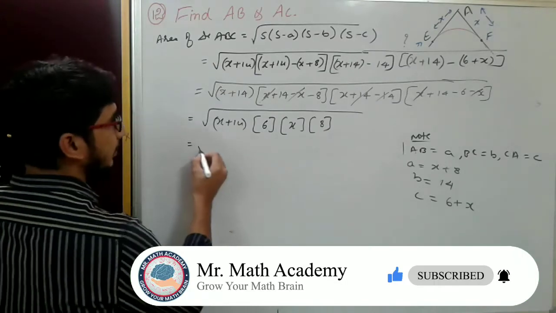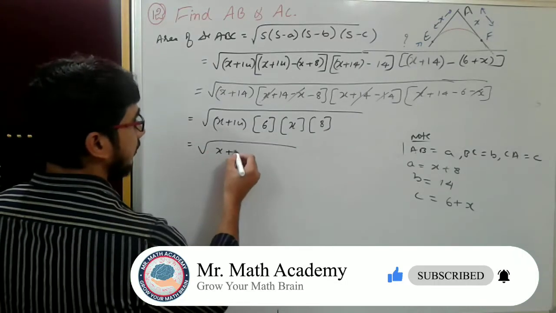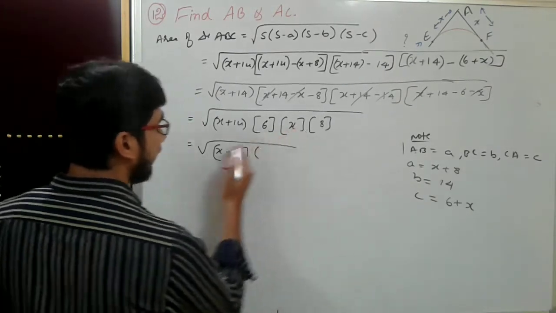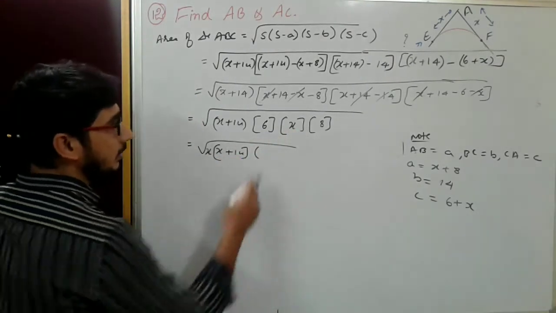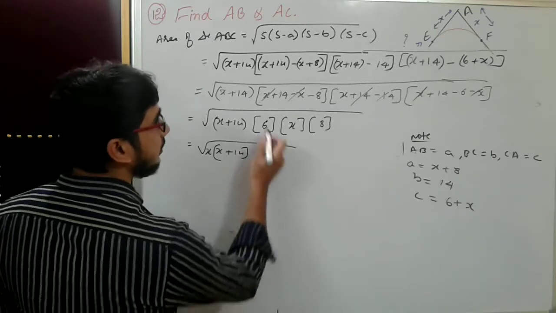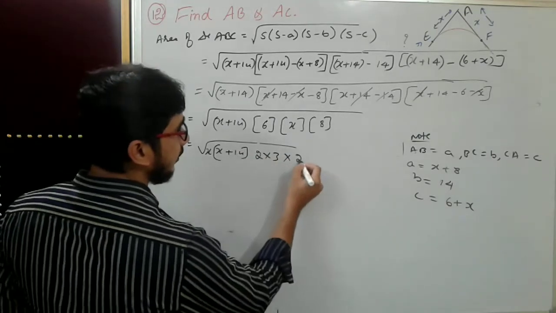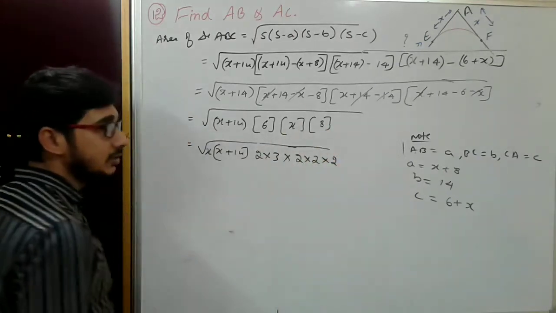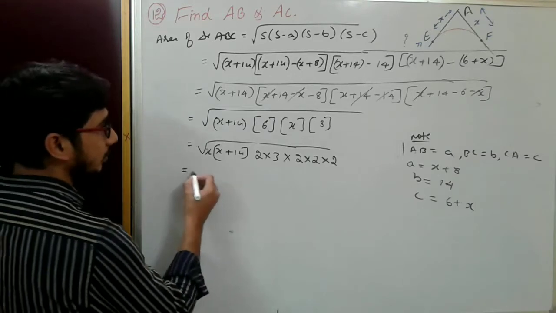Now what will happen? x plus 14 as it is. These two numbers, first I'll write this x here. Okay, 6 is there now. Let us split it: 2 into 3, 3 2s are 6. Again 8 is there: 2 into 2 into 2. 2 2s are 4, 4 2s are 8. I split it. Why? It will be helpful.